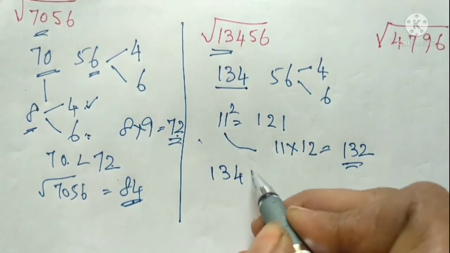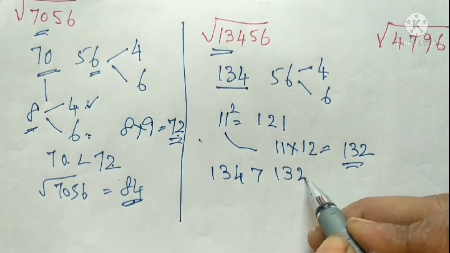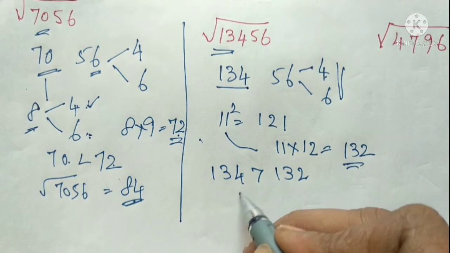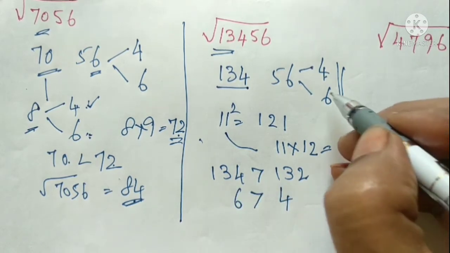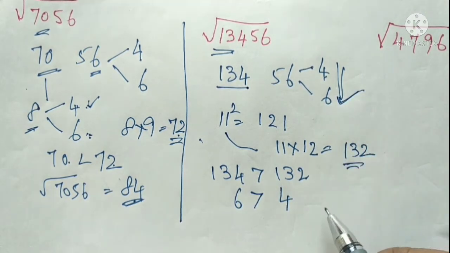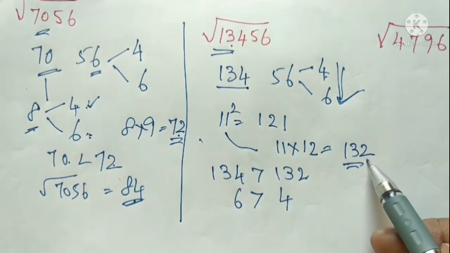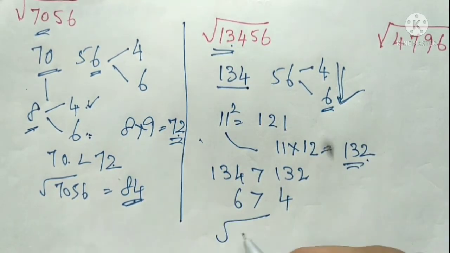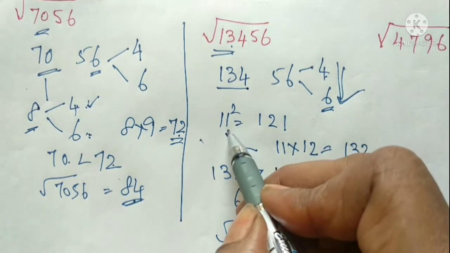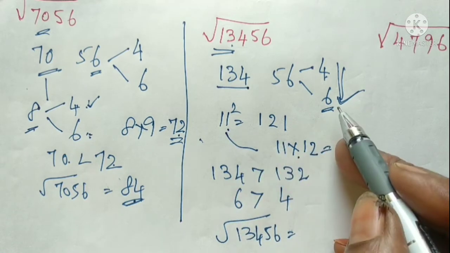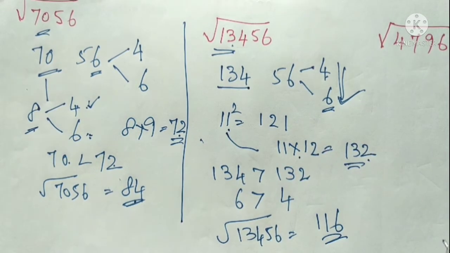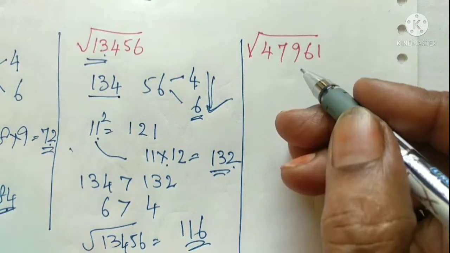See, 134 is greater than 132, then compare 4 and 6, and 6 is greater than 4. So take the greater number. 134 is greater, so 6 is also the greater number. So the answer is 116. Okay?